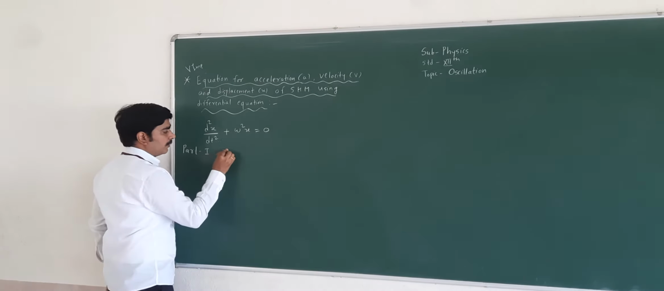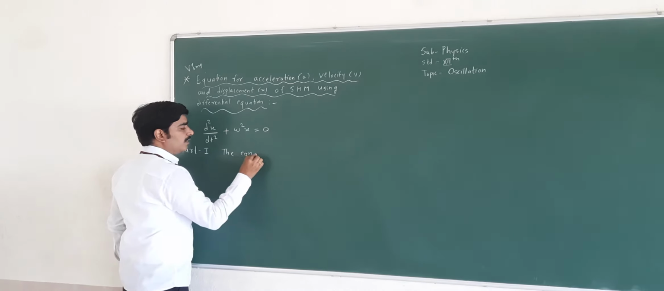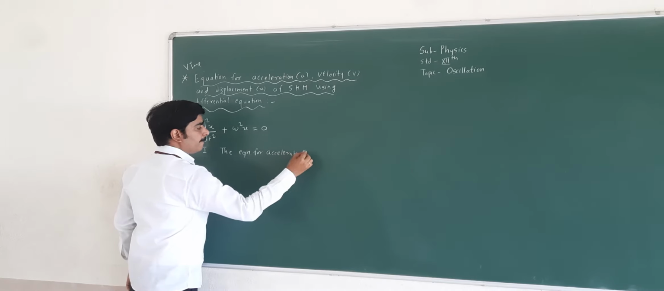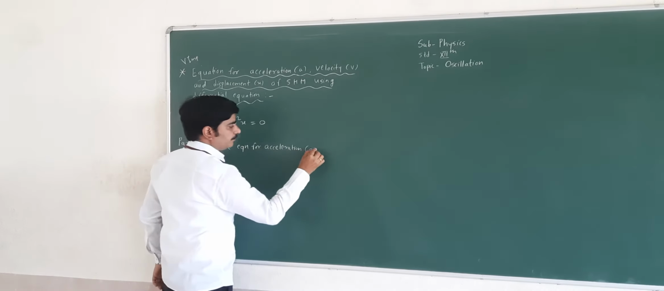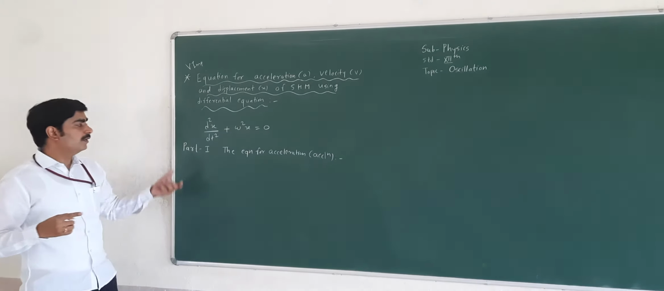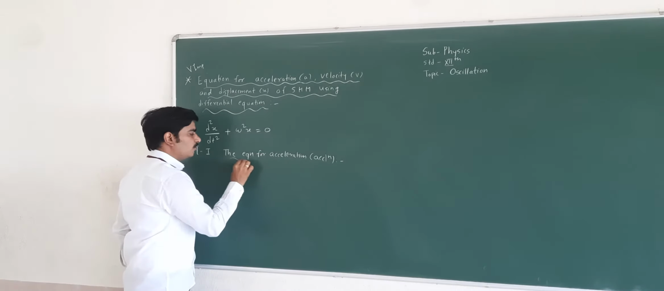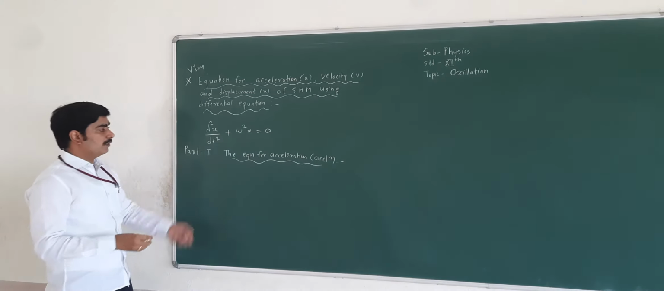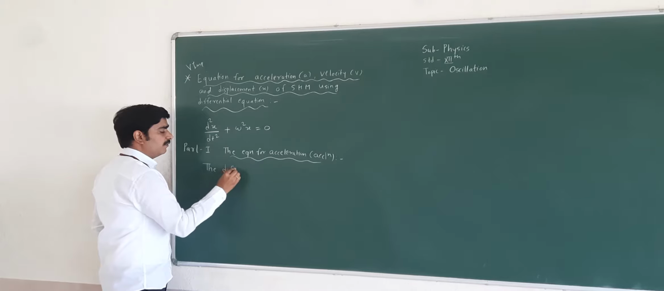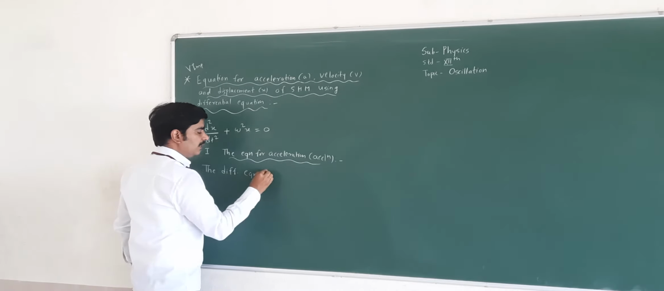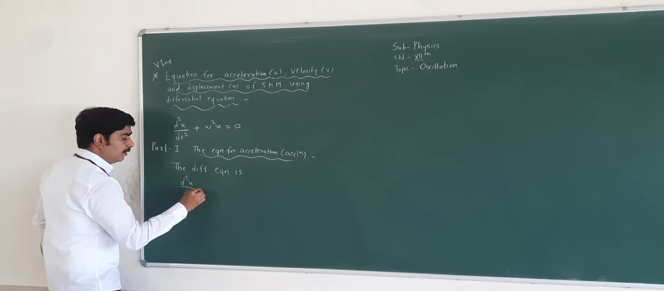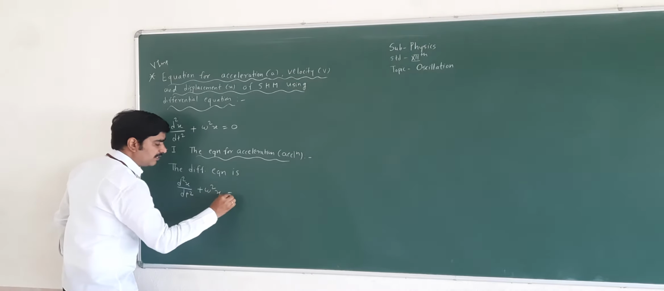So here I am going to write part first. Part first, the equation for acceleration. As we are using symbol A for the acceleration, so this is the short form of the acceleration. Okay, the differential equation is d2x upon dt square plus omega square x is equal to 0.